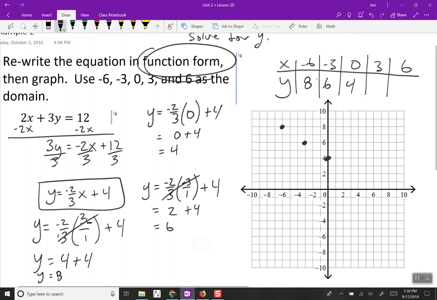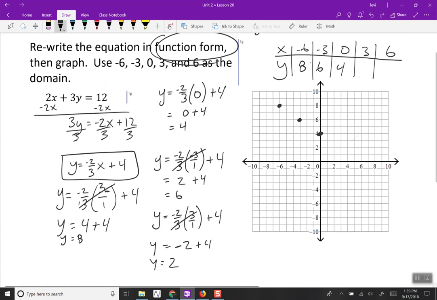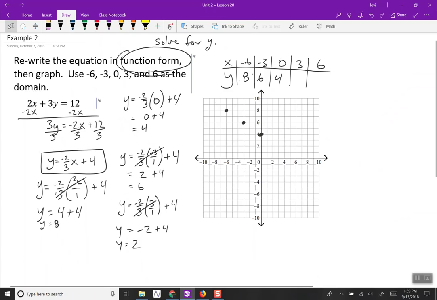Our next one would be a 3. y equals negative 2/3 times 3 plus 4. Now, how many negative factors do we have? 1, so we know our answer is going to be negative. Our 3's will simplify, so we've got negative 2. Negative 2 plus 4 is 2. So that was the point (3, 2) right there.